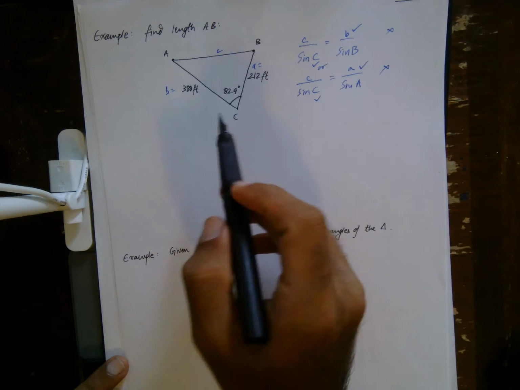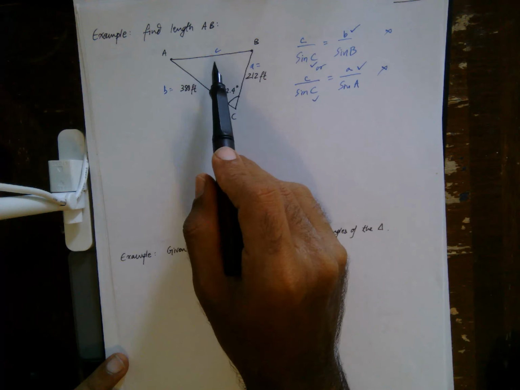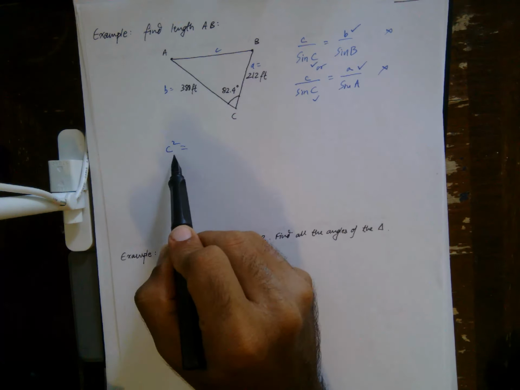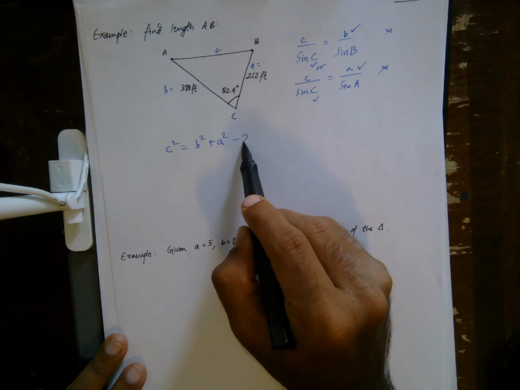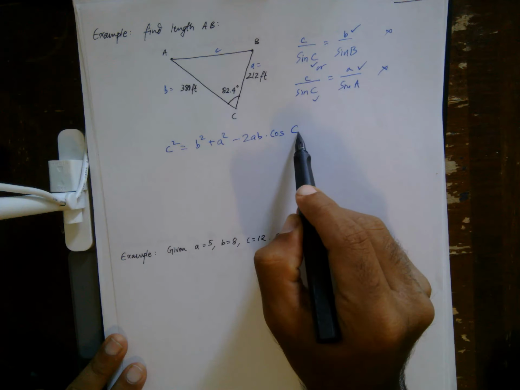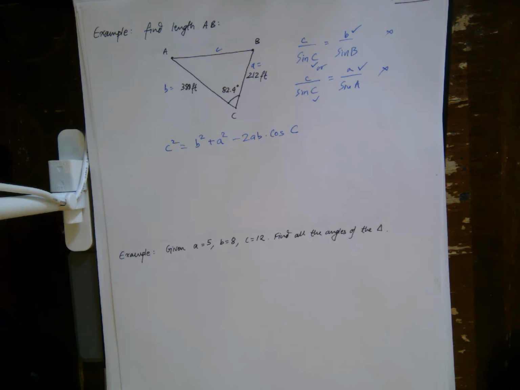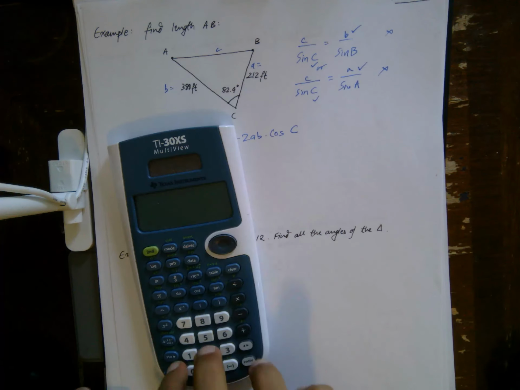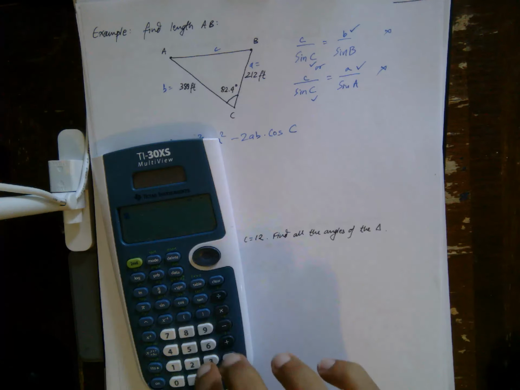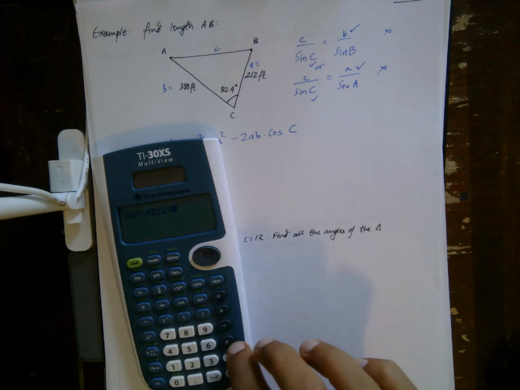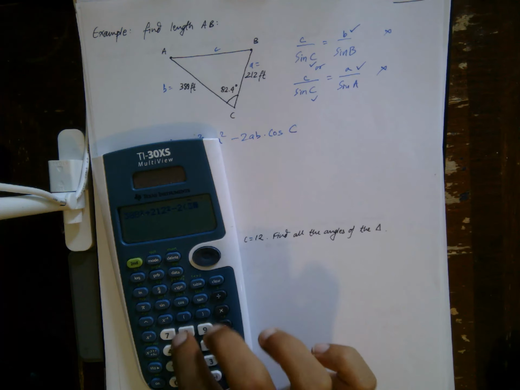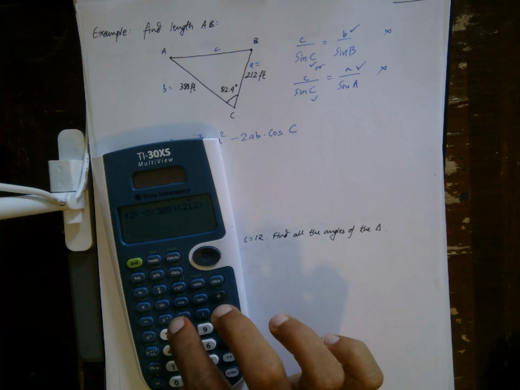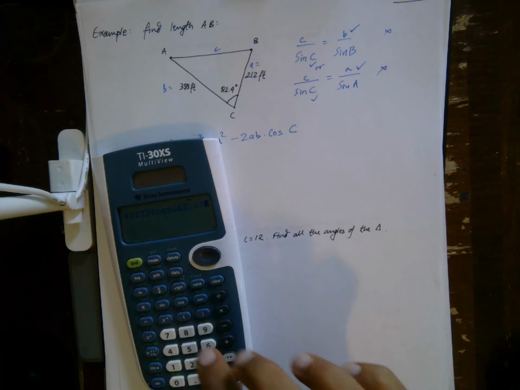So instead, we're just going to use this cosine rule. So c squared. When you deal with c, all the algebraic terms are going to be b and a, but the angle is going to be C. So just go ahead and plug in these numbers. c squared is 388 squared plus 212 squared minus 2 times 388 times 212 times cosine of 82.4.